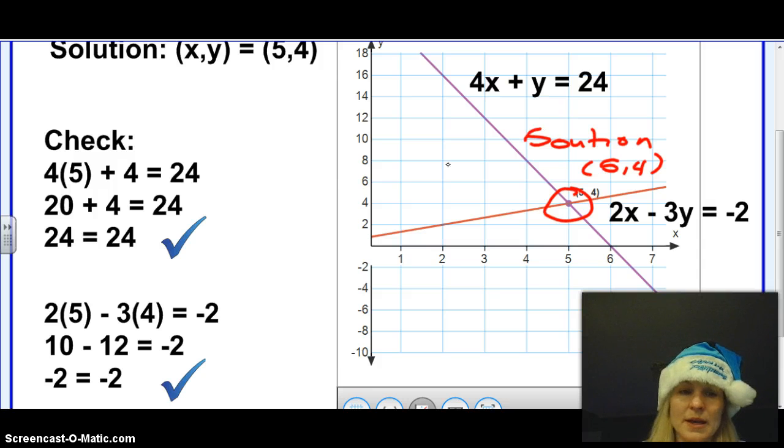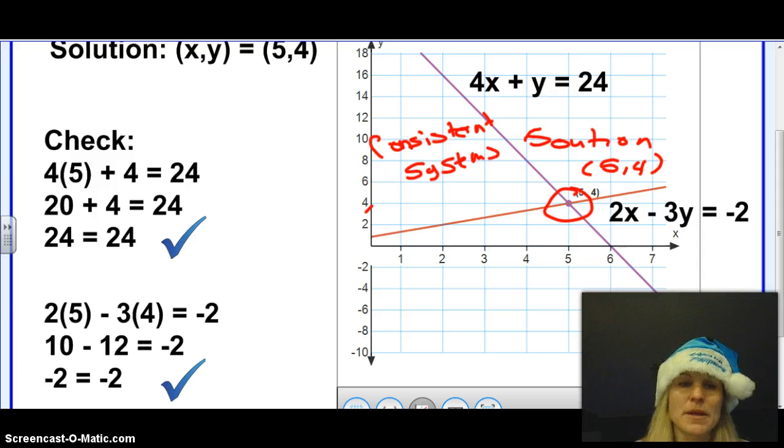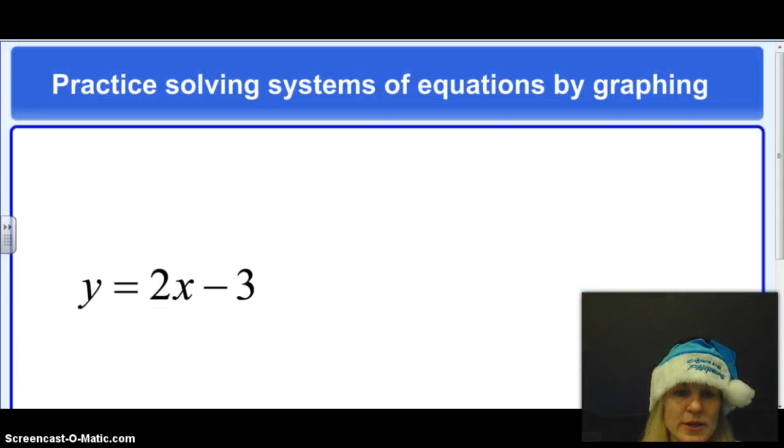Okay? And so what that means again is if I put 5 in for x and 4 in for y, it'll equal 24. And if I put 5 in for x and 4 in for y here, it'll equal negative 2. You can see the math works out over here. So this is a consistent system. Okay, so that's one type of systems of equations.